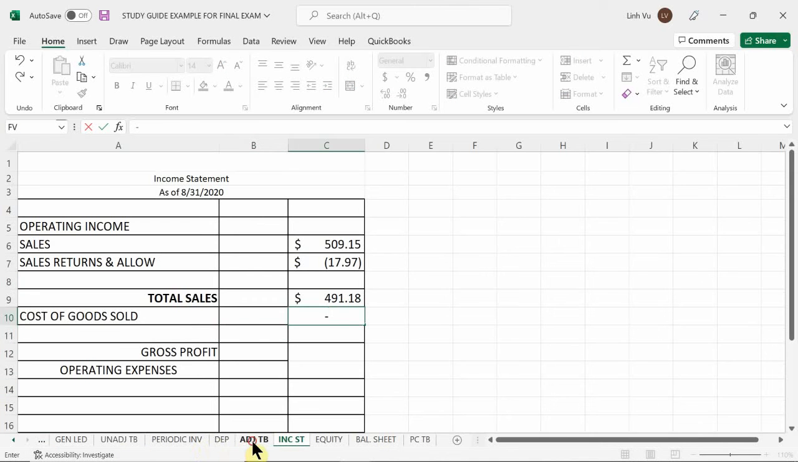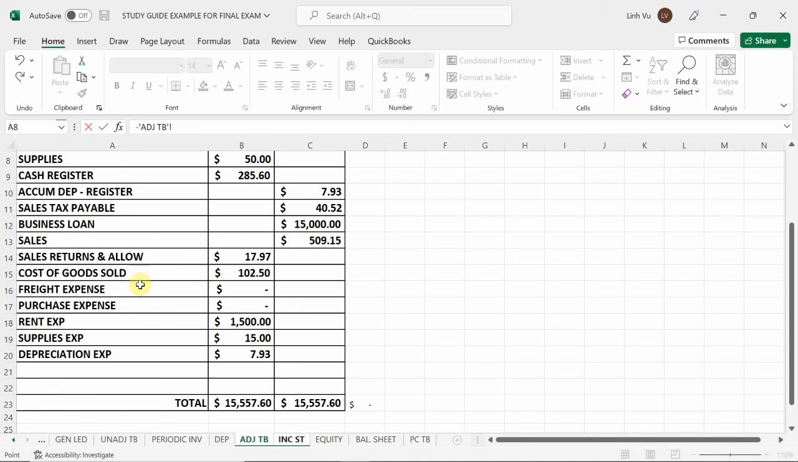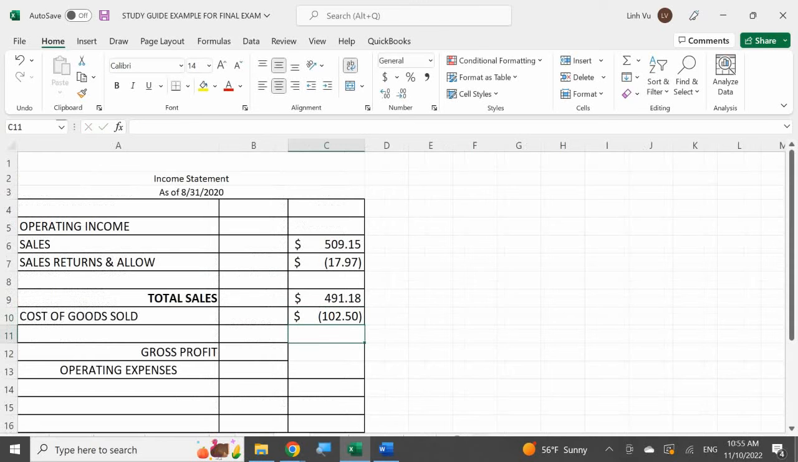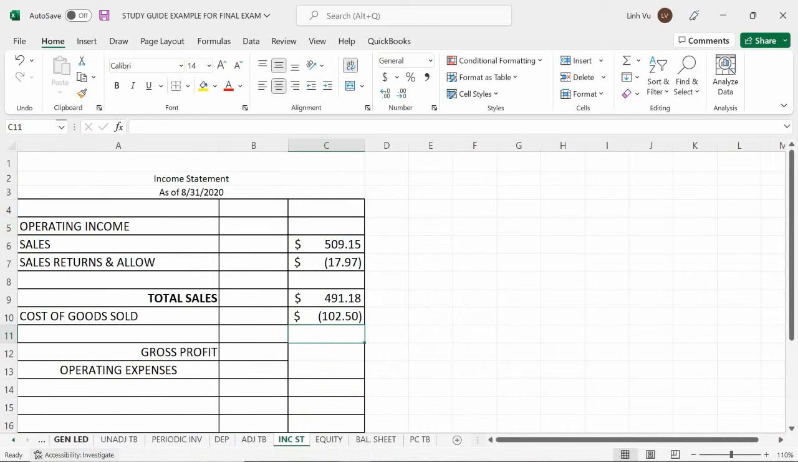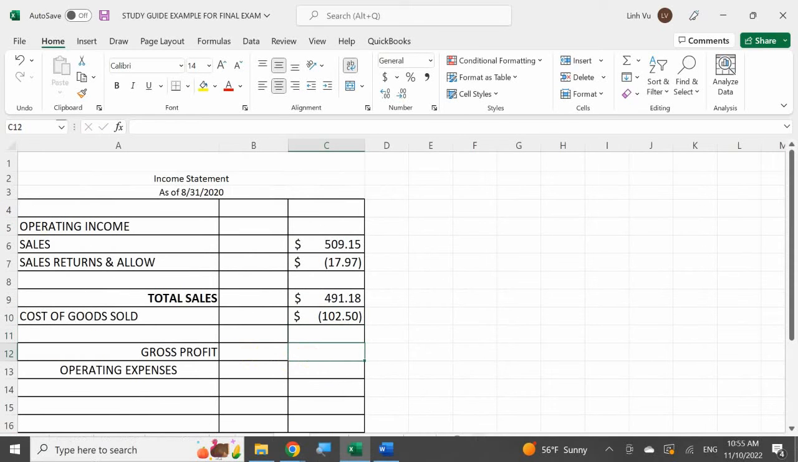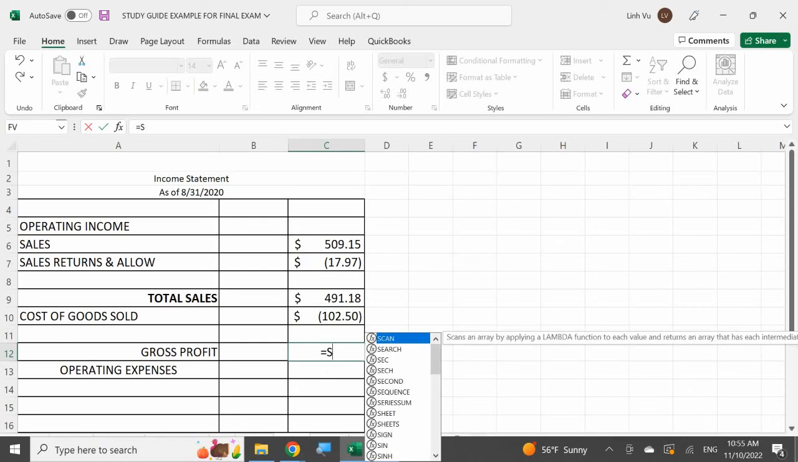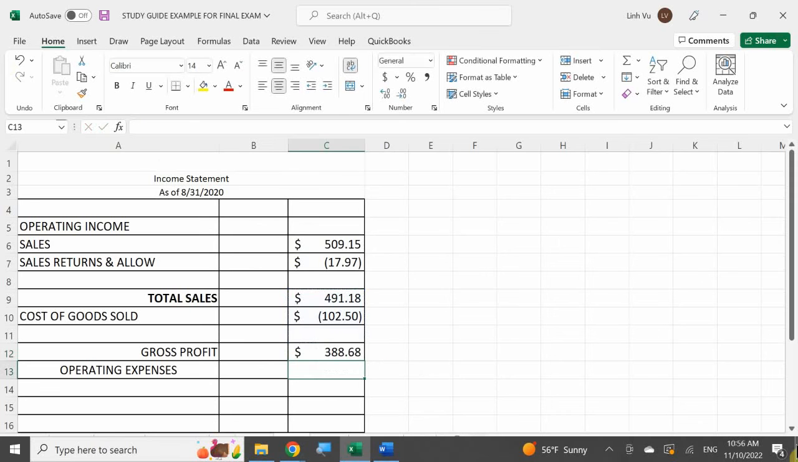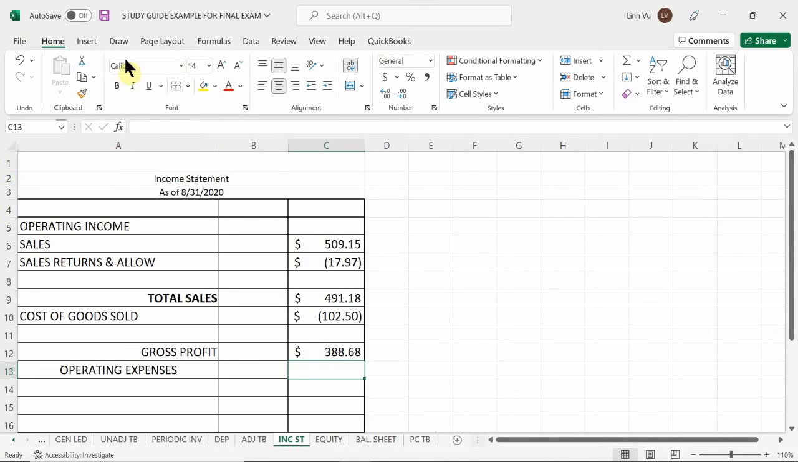So you have a cost of goods sold of $102.50. Because it's a cost, you're going to subtract it out from your total sales. That will give you a gross profit. So gross profit is your sales of $491.18 minus the cost of goods sold of $102.50. So what is your total? $388.68. Good.